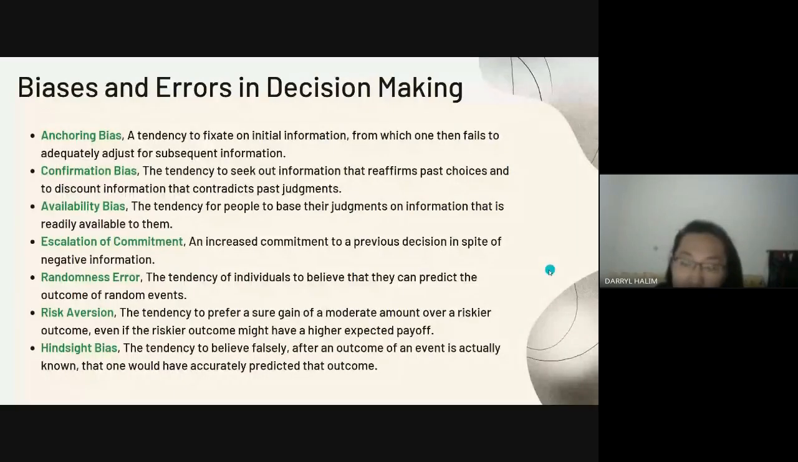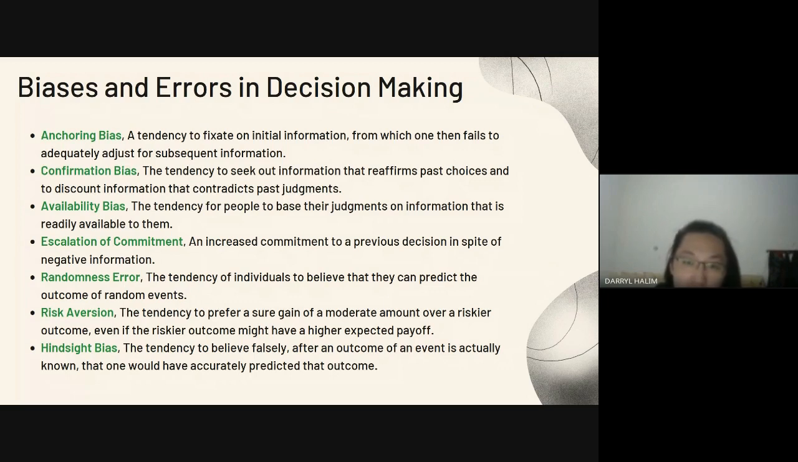Moving on, while making decisions, decisions can be affected by biases, as you all know. The first one, anchoring bias, is when we are fixated on initial information. The cause of this is because there's no other information, or we simply fail to adjust to new information.